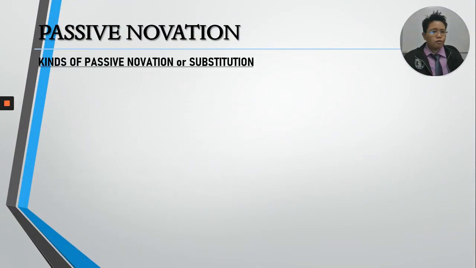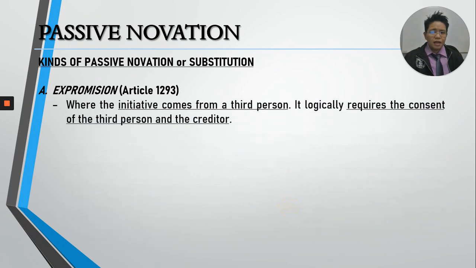Now, kinds of passive novation or substitution, we have already discussed a while ago in passing. Expropriation initiative comes from a third person. It will require, obviously, the consent of the third person and the creditor. So here, there's a third person who volunteers to pay for the debt of the debtor. So ito, nagmagaling ito. Wala siyang utang, gusto niya magkautang. So yun ang third person na ito sa expropriation. So obviously, the third person must consent to the expropriation and the creditor must consent.